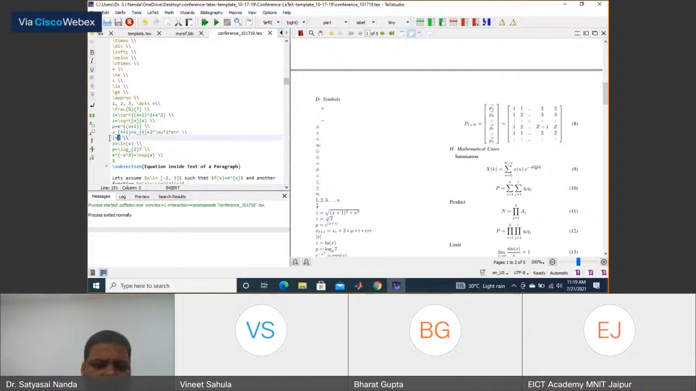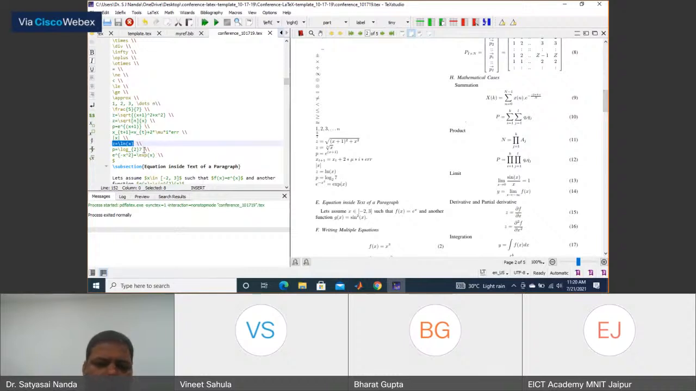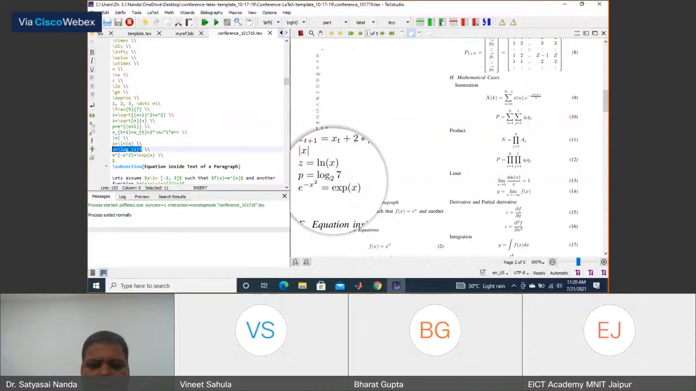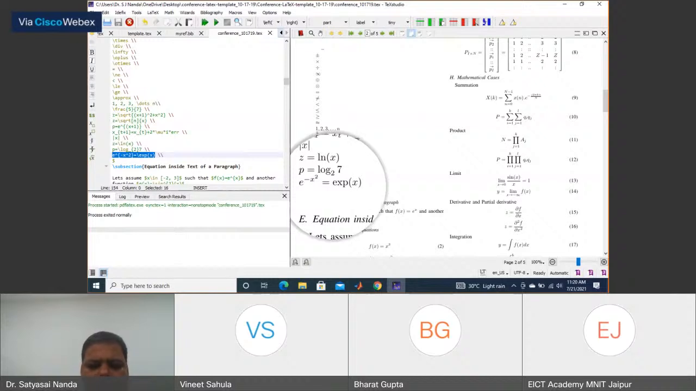The modulus of x is represented over here as mod of x. Then for the logarithm of x, you can use ln: z is equal to ln x, and you can observe that it is represented over here. And for any specific log, p is equal to log underscore 2 of 7. log underscore n also you can put, which defines the base of the logarithm we are using, like p is equal to log base 2 of 7. This is how we can write it. Then exponential in a manner e to the power minus x squared, is equal to exp of minus x squared. This is represented like this.